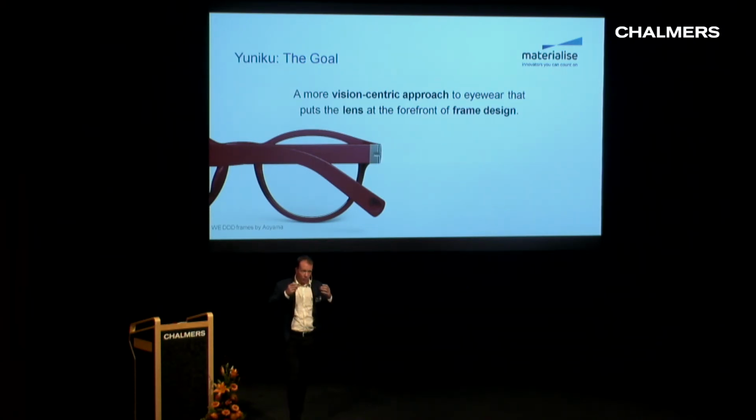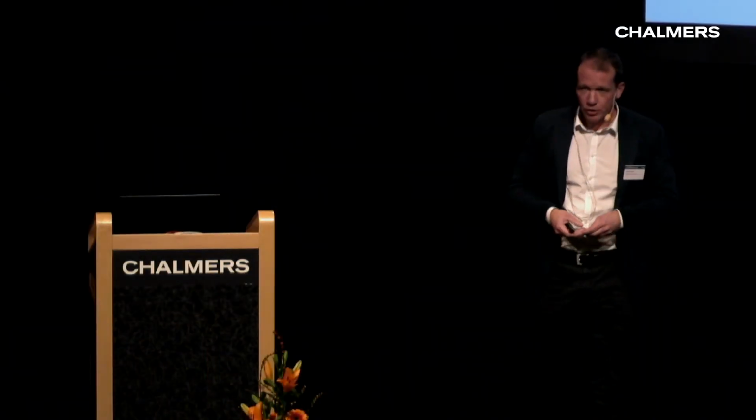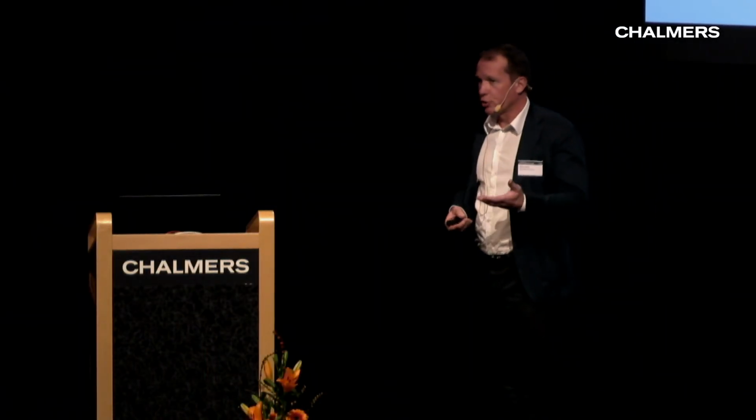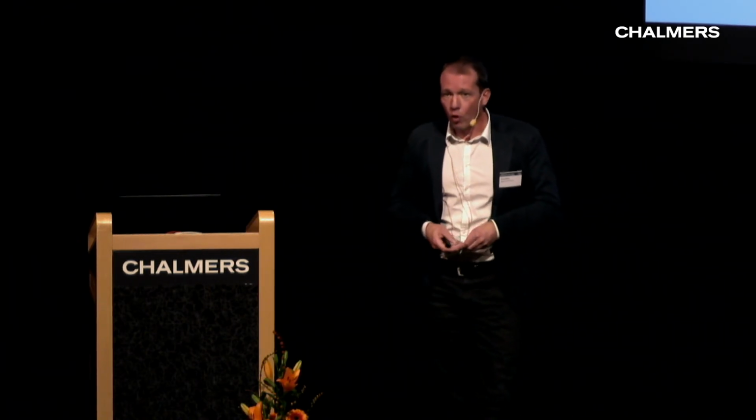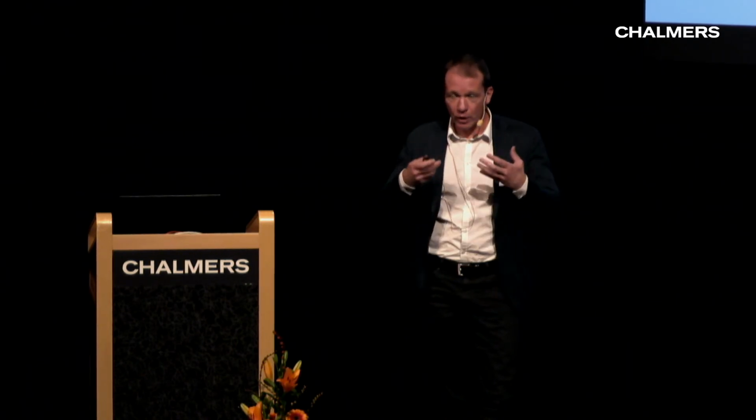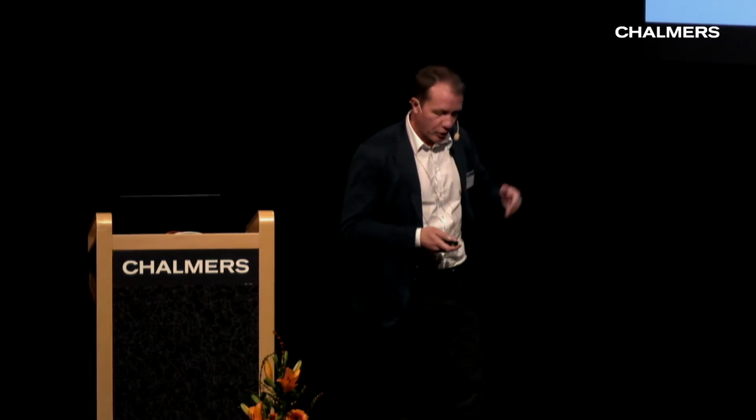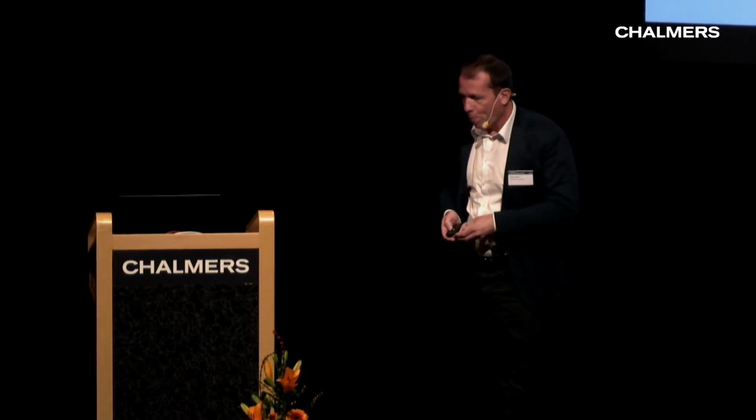What if you could instead position the lens and build a frame around it? In that way, you could always have the optimal position of the lens. And studies show that if you can do that, you can improve the visibility performance by up to 20%. So it's quite a performance enhancement if you can keep the lens in the right position. So that was the vision. That was the idea that they wanted to do. And how did we do that?